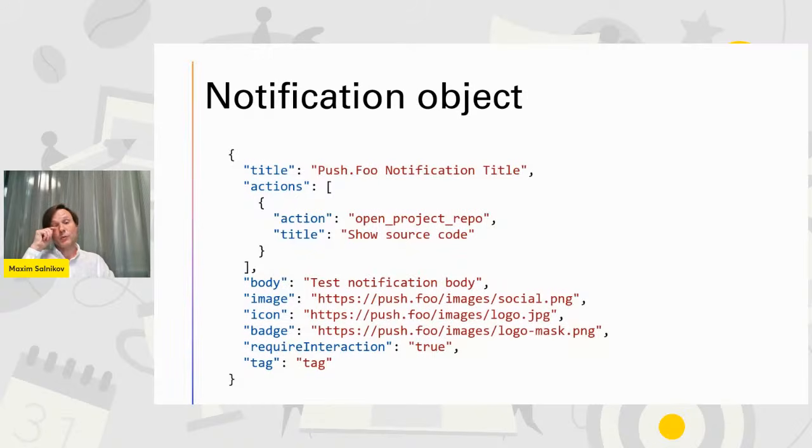I want to start with the notification object. This is according to the specification of the web push API, and these are key fields. It's not all fields available in the specification, but the key ones. And this is normally what you provide as a payload for your web push notification call to the messaging service.